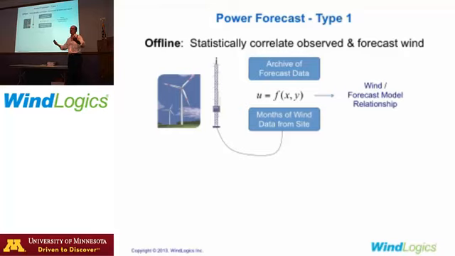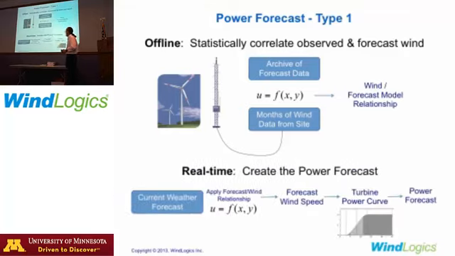And then once you've kind of learned that relationship historically, then you can take a new forecast coming in for tomorrow, for example. You can apply that wind speed relationship and find a forecasted wind speed, and then you can just turn that into a power forecast. Okay, well, the problem with that is this just turning it into power forecast also is another of these complex problems because of all the interactions going on between turbines and so forth.